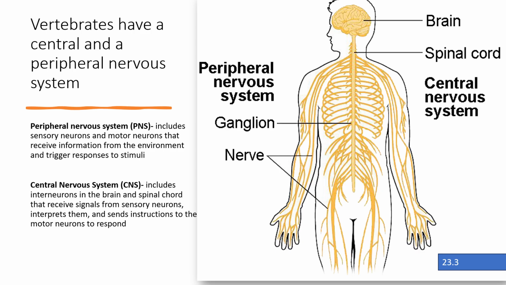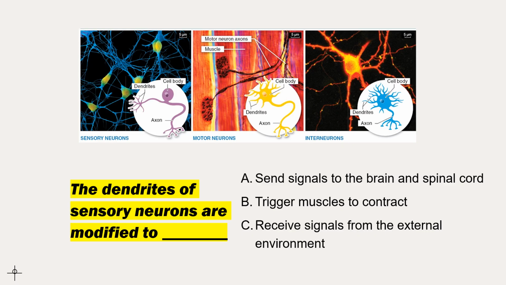Again, these are interpreting those signals from the sensory neurons and deciding how to respond. The central nervous system then sends signals back to the peripheral system, this time to the motor neurons, which trigger the response. Now pause and answer these questions about different types of neurons.